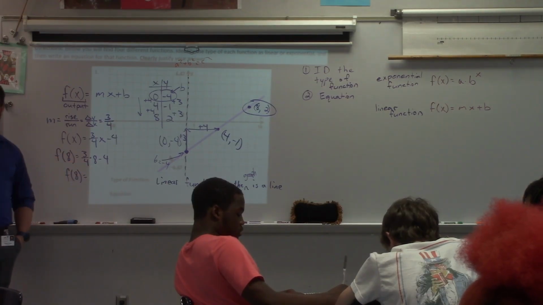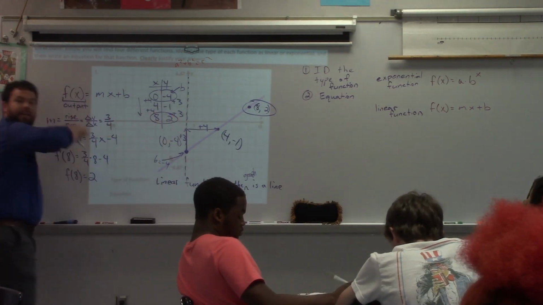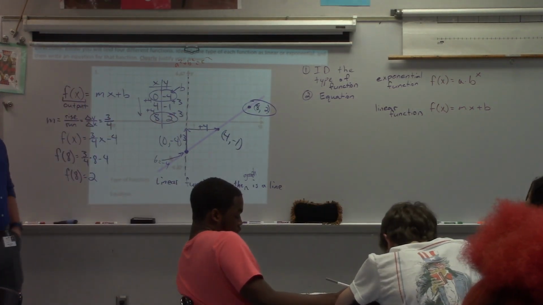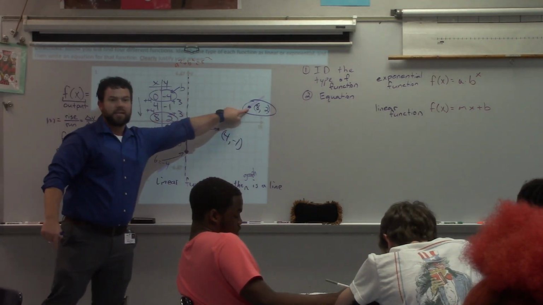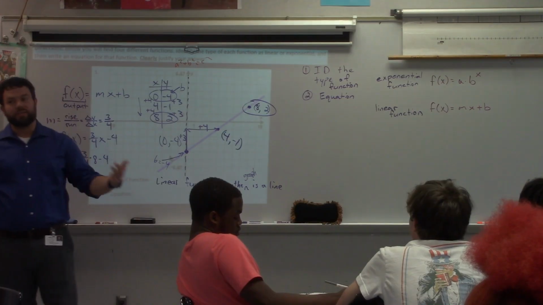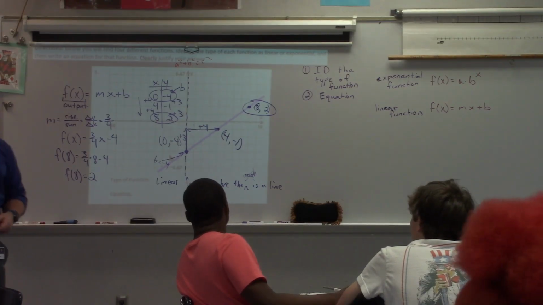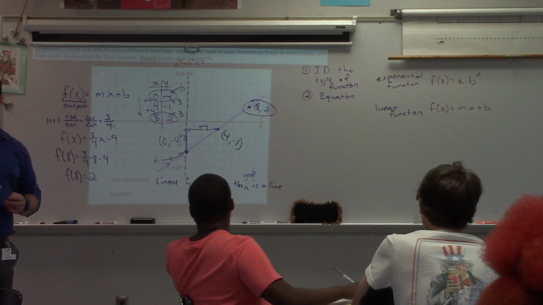I got it. What is it? You mean this 2 right here? 8 is mapping to 2? Just like this point right here, 8 is mapping to 2. Guys, that's the equation of a line. Y equals mx plus b. Find your m, find your b. It's 2 values as long as you understand what m and b are.